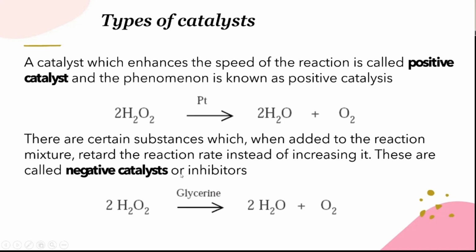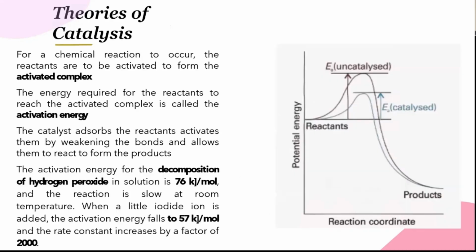There are also other types: autocatalysis and induced catalysis. These positive and negative catalysts should not be confused with promoters and poisons. A promoter is not a catalyst; it is going to help the catalyst. Similarly, a poison is going to decrease the activity of the catalyst. That is what their work is.